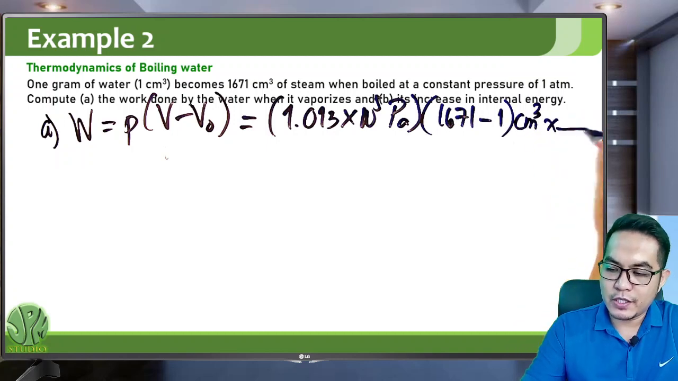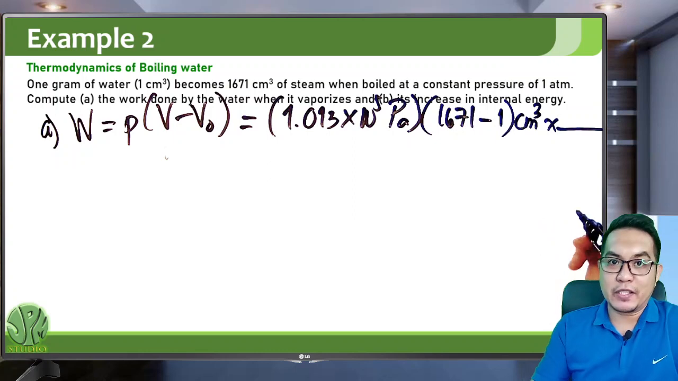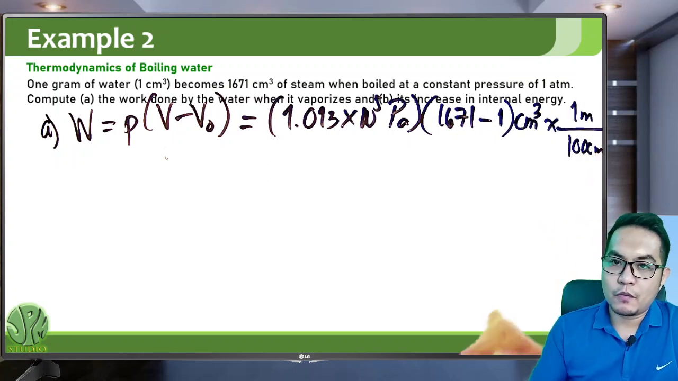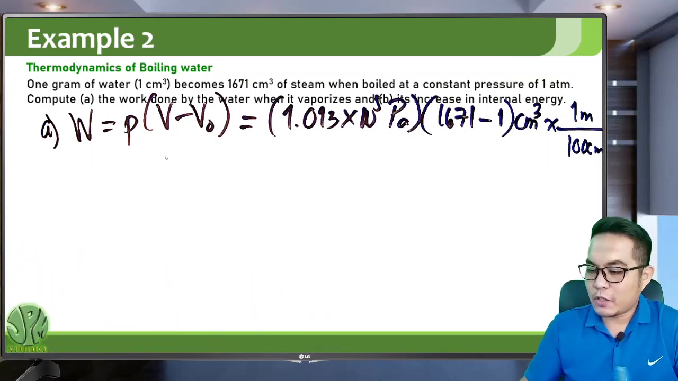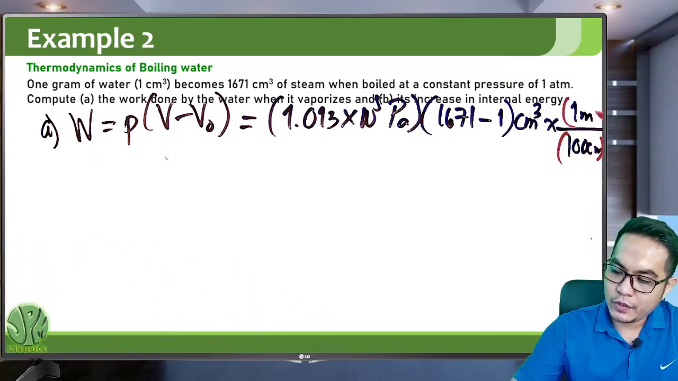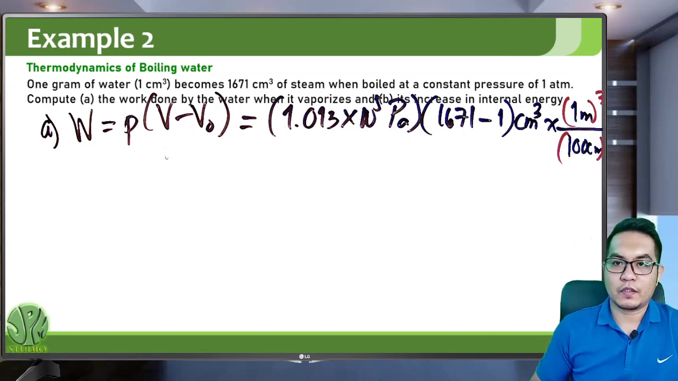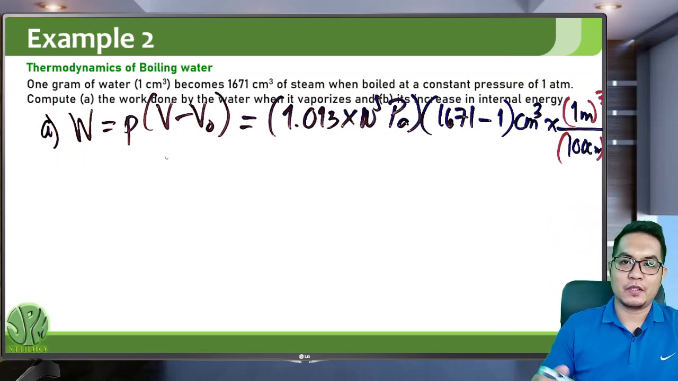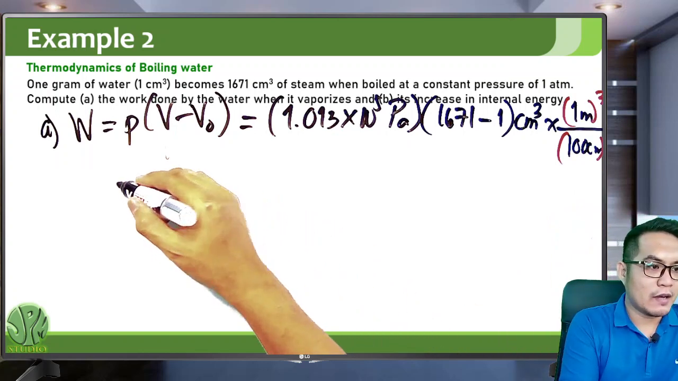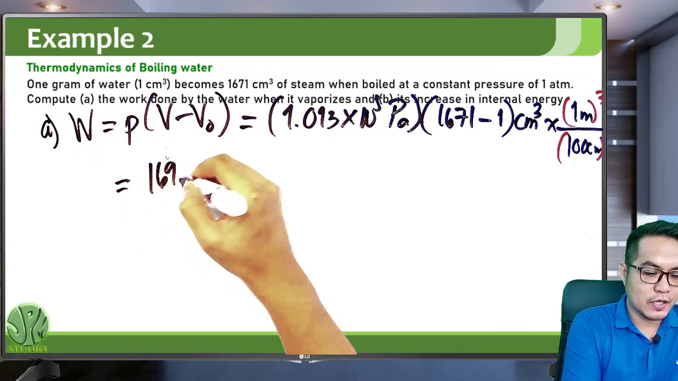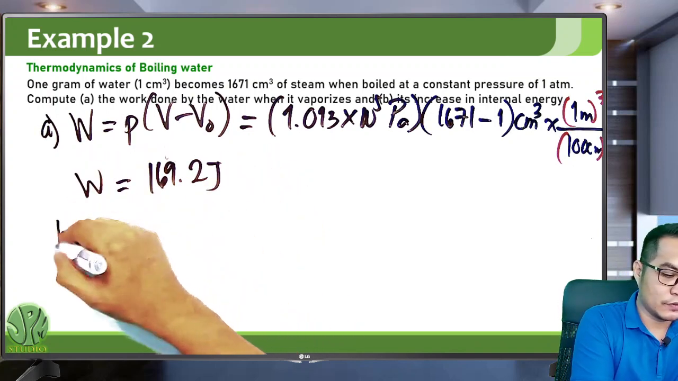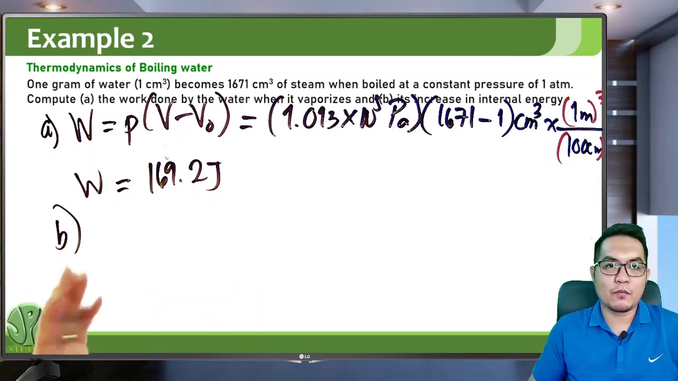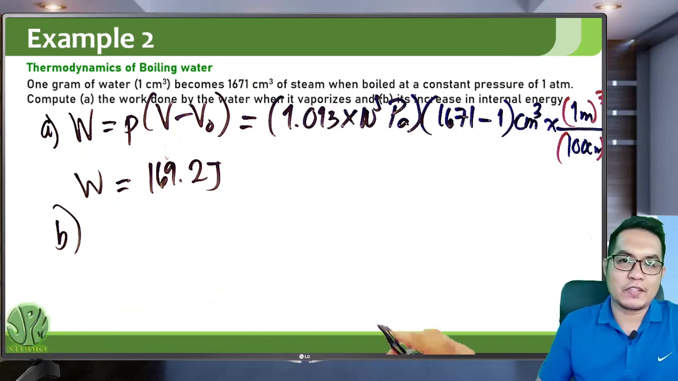So the unit of this is centimeter cube. You need to convert this into meter cube. So 100 centimeter is 1 meter, and you raise that to the power of 3 to get centimeter cube. Okay. And you will get a value of 169.2 joules. So that's for letter A. That is the work done by the water when it changes volume from 1 centimeter cube to 1,671 centimeter cube.